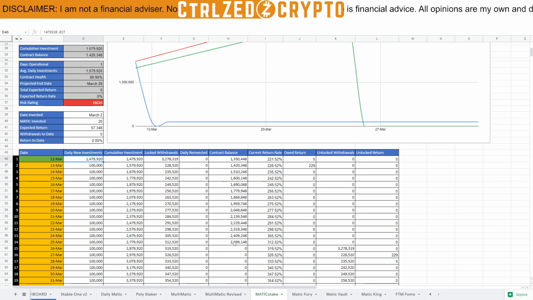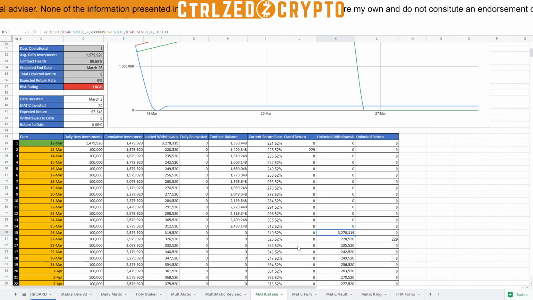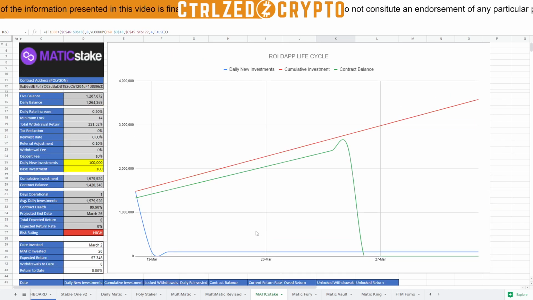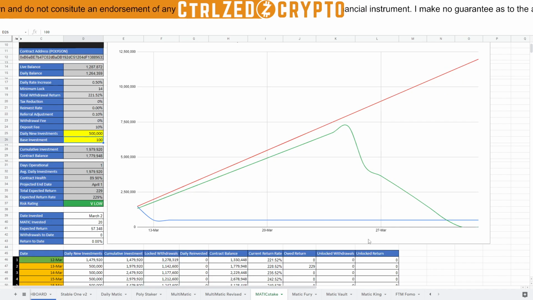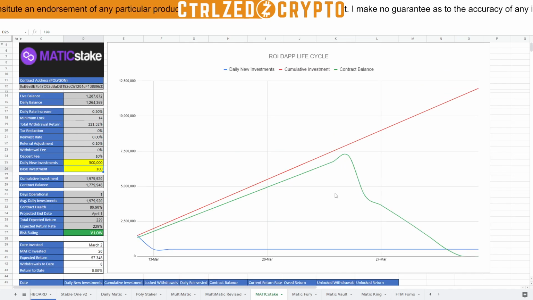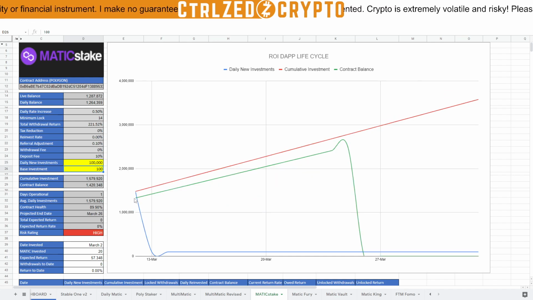Let's see what it says here. Our unlocked withdrawals happen on this date, and that's the same day the contract balance hits zero. Now, there are scenarios where you can imagine 500,000 going in for a day or two, and maybe that extends it. See, this is 500,000 every day. That would definitely extend the life of the contract a little bit further, but I just don't think that's sustainable, and I think putting a figure of 100,000 gives us a view a little bit closer to reality.